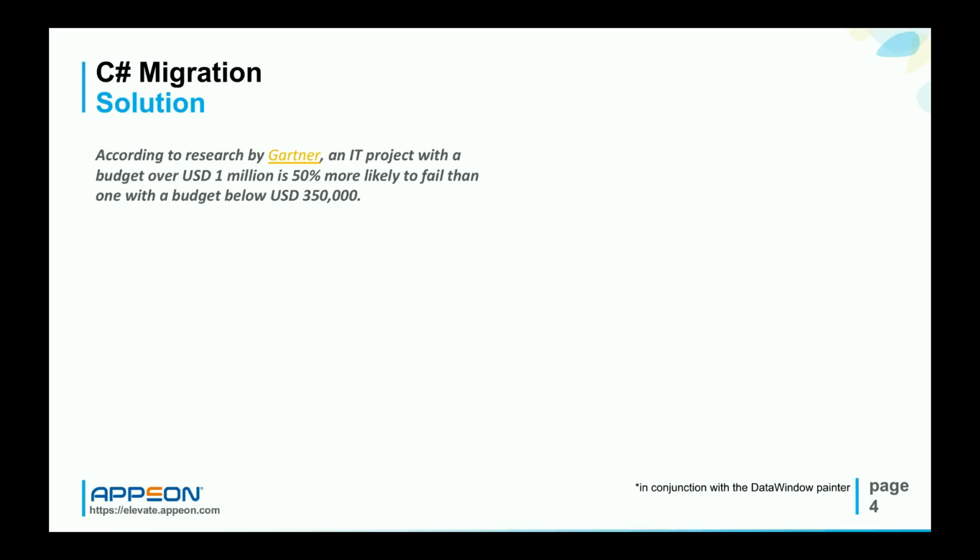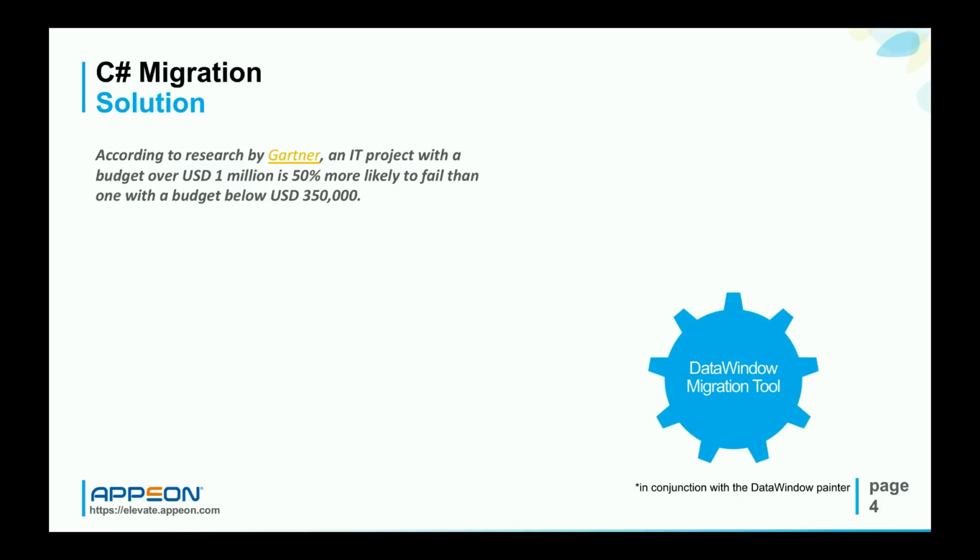Now, I want to talk a little more about the C# migration solution because our migration solution is not 100% automatic, and some people will be wondering, well, why not just rewrite it? Well, according to research by Gartner, an IT project that has a budget of over $1 million US dollars has a 50% greater chance to fail than a smaller project that is below $350,000. So although you do have to do some manual work to migrate your NVOs to C# Web APIs, the project is far simpler, far smaller than a rewrite, which increases your chance of succeeding greatly as well as saving costs.